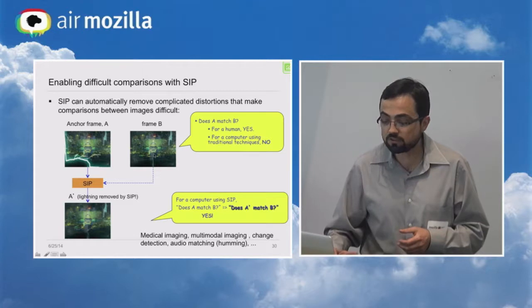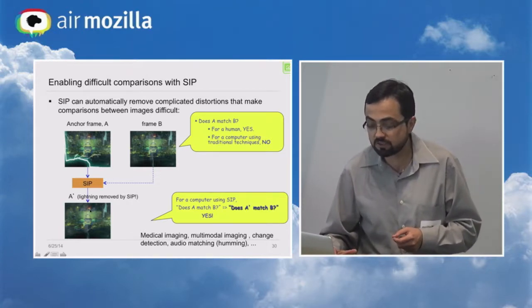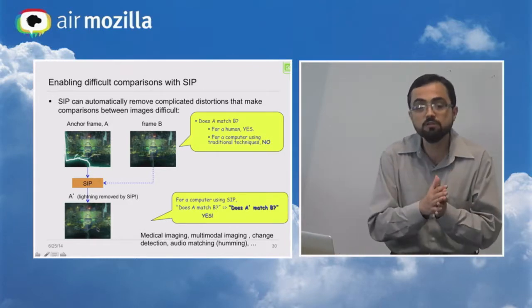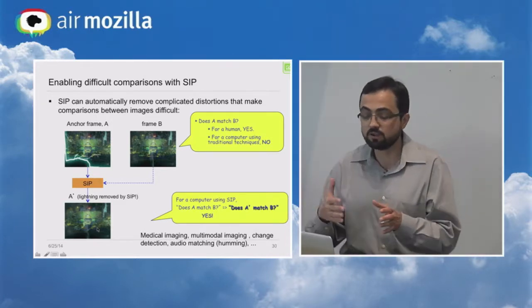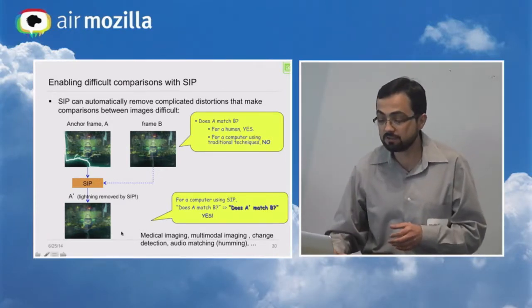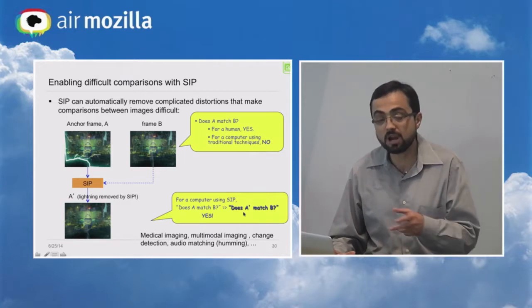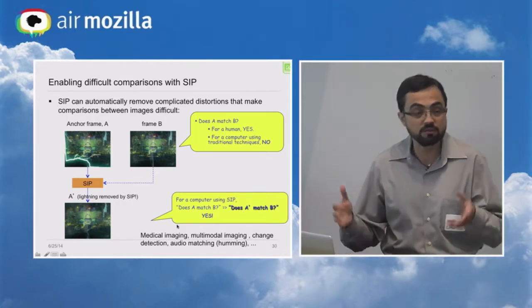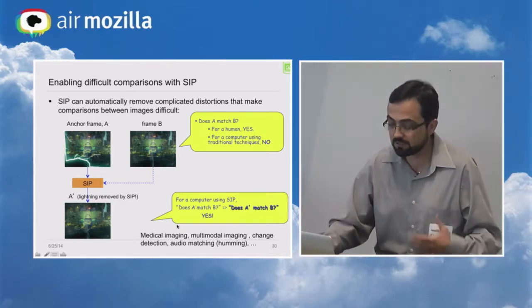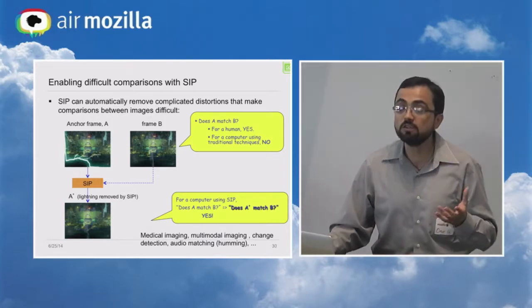It uses some causal information from here, and then it removes that lighting. And now you can do the straightforward comparison again. You can again use the old, not so bright computer. You convert the question, does A match B, to does A prime match B? And in this case, the computer is going to say, yes, they match.